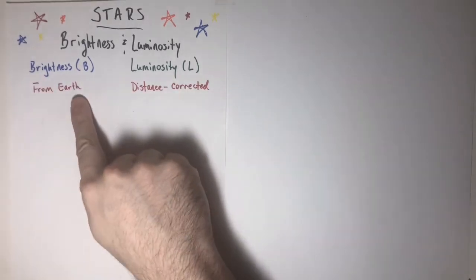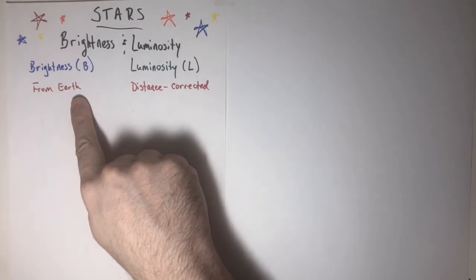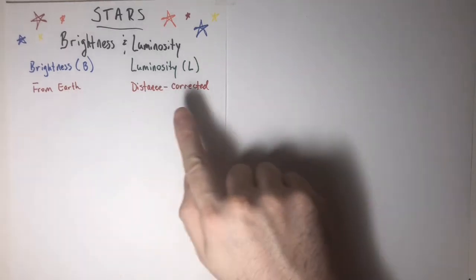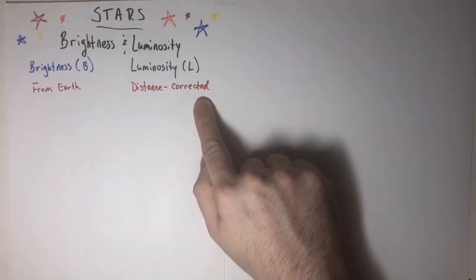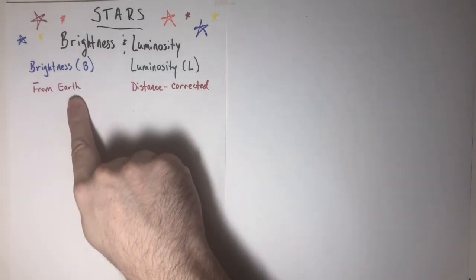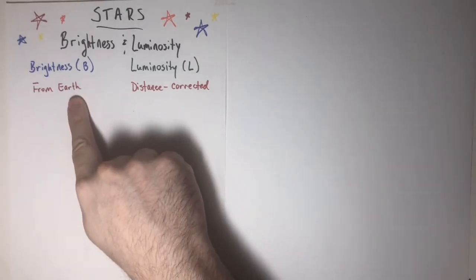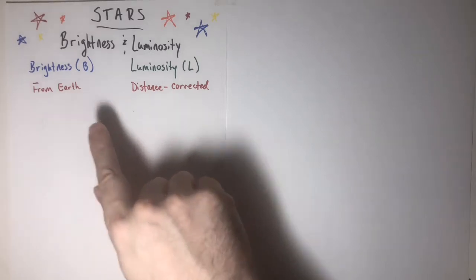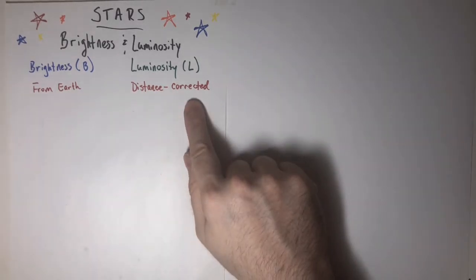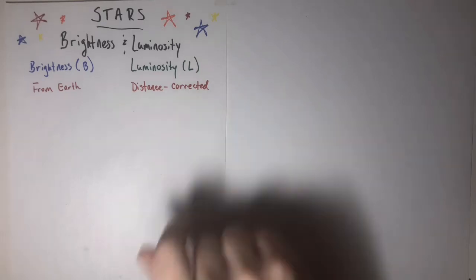The main thing to keep in mind about the brightness scale is that brightness is measured by humans from Earth, whereas luminosity corrects for how far away the star is from us. So some stars that will appear very bright, for example, our Sun and Polaris and Vega, are only bright because they're close. Other stars are extremely luminous, but because they're so far away from us, they're not all that bright to the human naked eye.